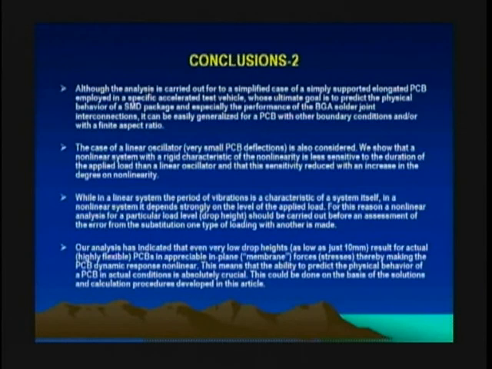Although the analysis is carried out for a simplified case of a simply supported elongated printed circuit board employed in a specific accelerated test vehicle whose ultimate goal is to predict the physical behavior of a surface-mount device, and especially the performance of a ball grid array solder interconnection, it can be easily generalized for a printed circuit board with other boundary conditions and with a finite aspect ratio. Of course, when we run another experiment, it should be a straightforward way to modify these formulas. But the general procedure will be the same, and the result will certainly be similar.